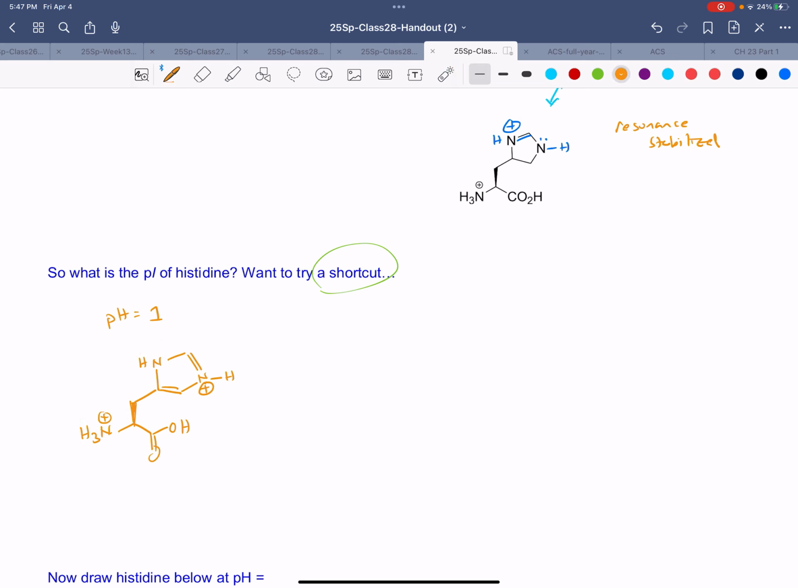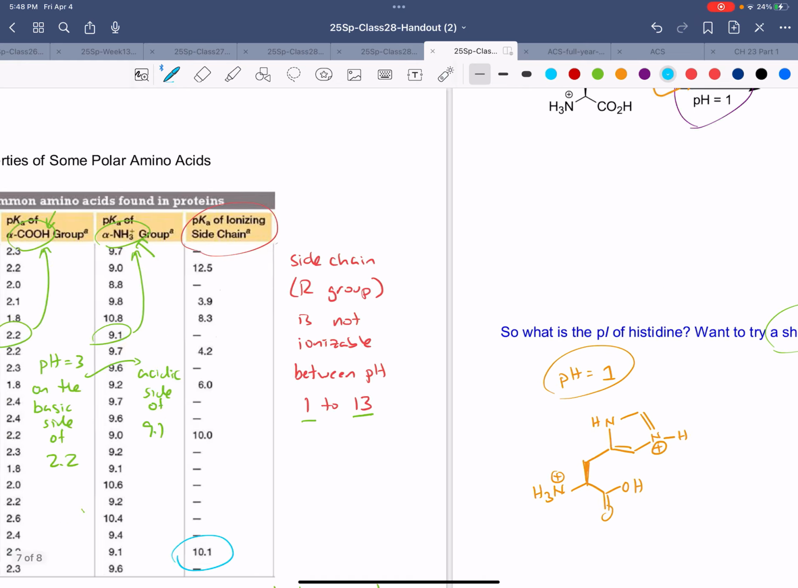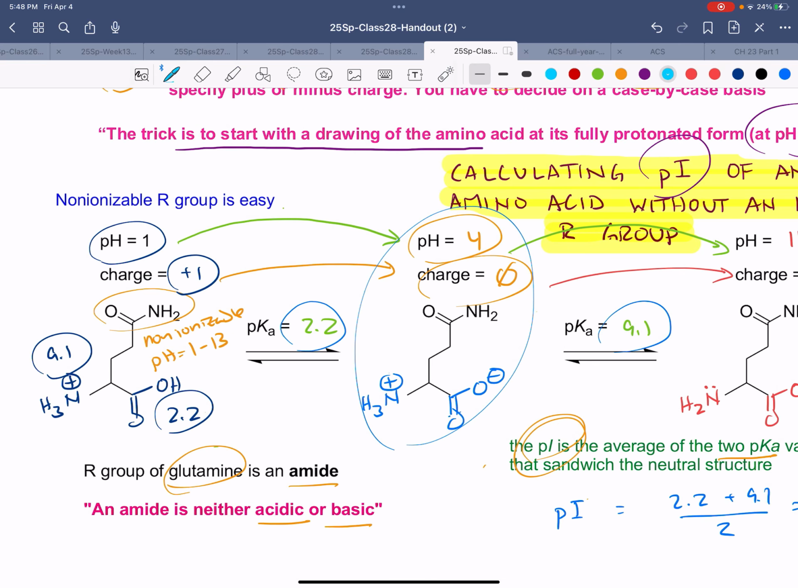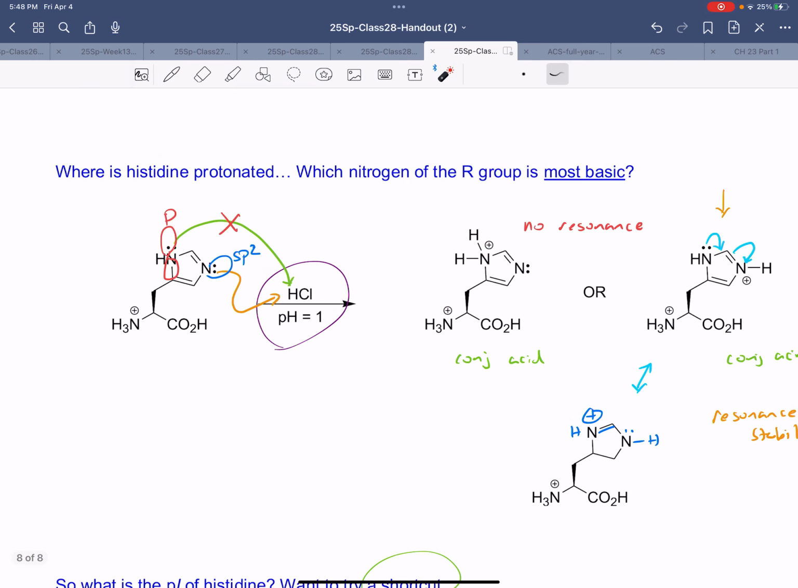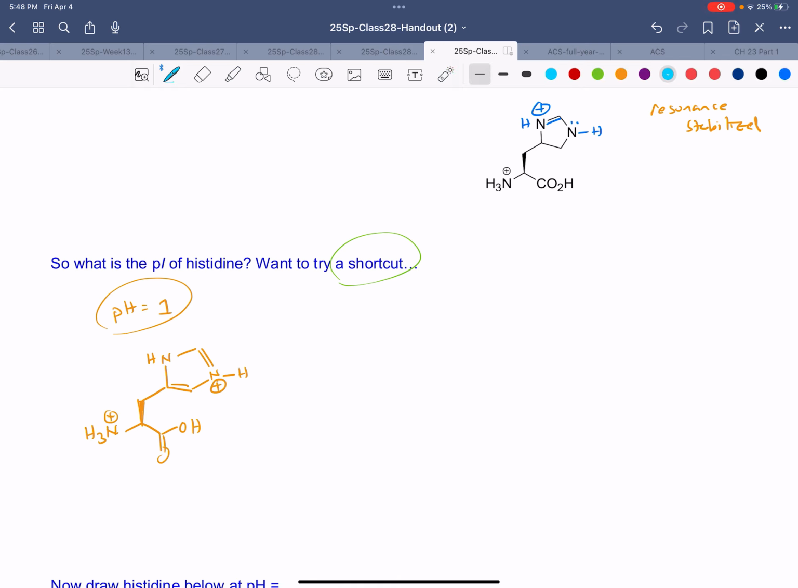So the pH is 1, okay? The pH is 1. I get it fully protonated. But look at the charge. It's different than what we had before. The fully protonated for glutamine is +1. Here, +1. For histidine, it's +2. You see the two charges? So this is charge +2.